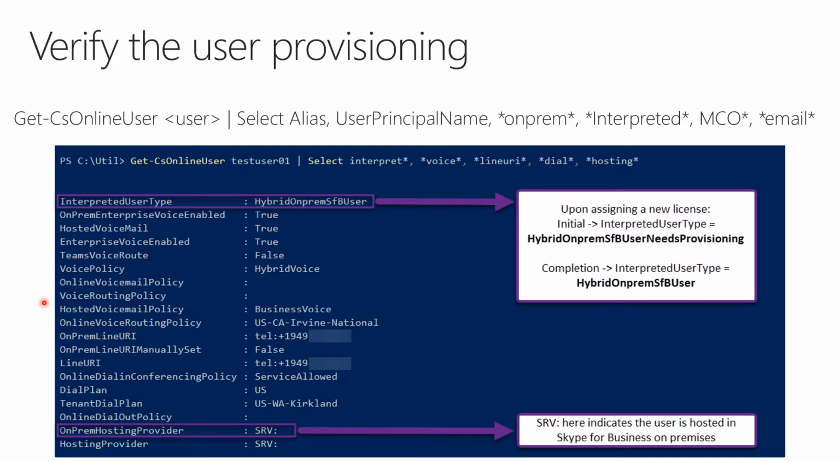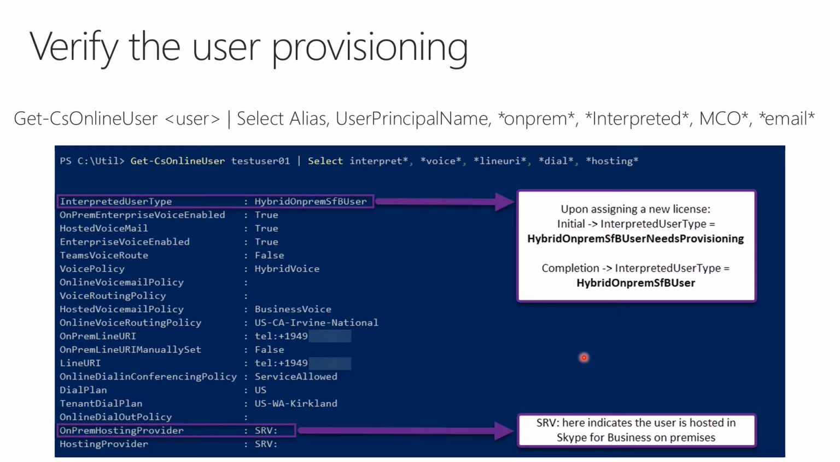This lets the service know a little bit more about the user and whether or not the user is in a state of provisioning or not. Now, any time you assign a license to the user, if you run this commandlet, you'll probably catch it in flight as it's doing the provisioning. That's where you'll see interpreted user type change to what you see here.